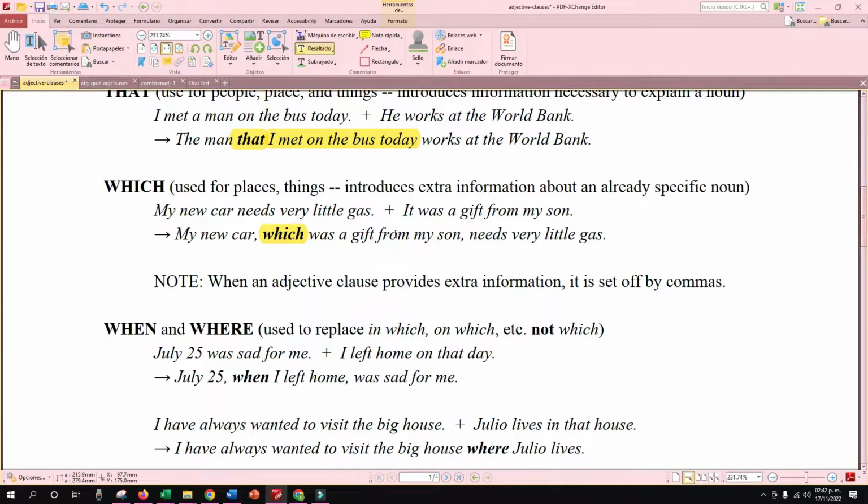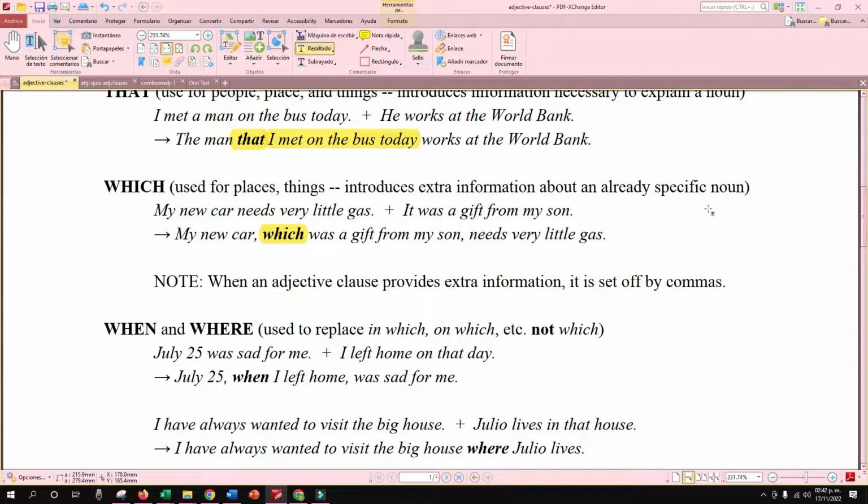But in this case, if you add an adjective clause, like this, you're giving extra information about that object. Note, when an adjective clause provides extra information, it is set off by commas, right? So you need the commas there.